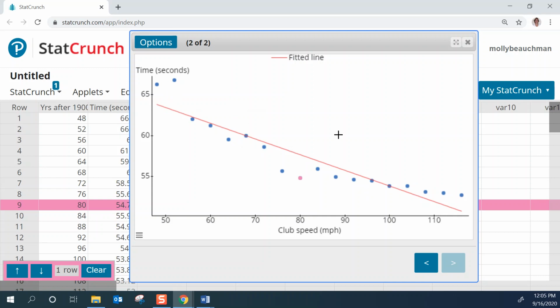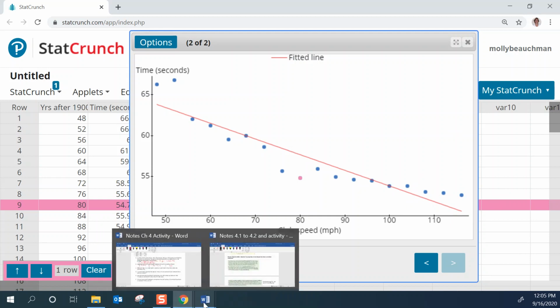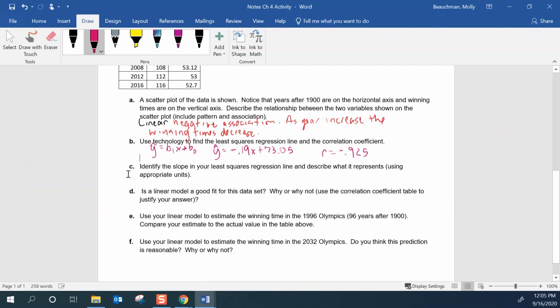And you'll notice about half of the points are above the line, half are below, and some of them look like they're pretty close or right on the line. Okay? But they don't fit perfectly. So now when we go back, Part C says identify the slope in your least squares regression line and describe what it represents using appropriate units.